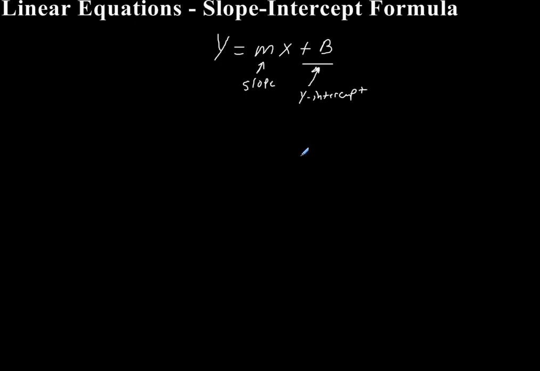Y-intercept. Okay, let's start with an equation like y is equal to 1/2 x plus 1. Now we know that the y-intercept is where this line, this equation, crosses the y-axis. So if we were going to graph this line, let's do that.